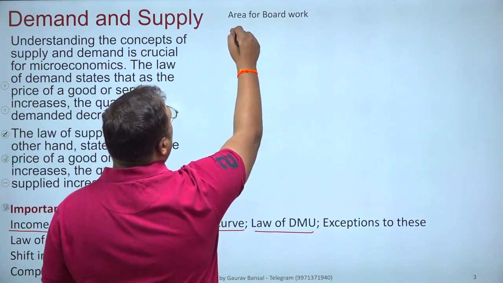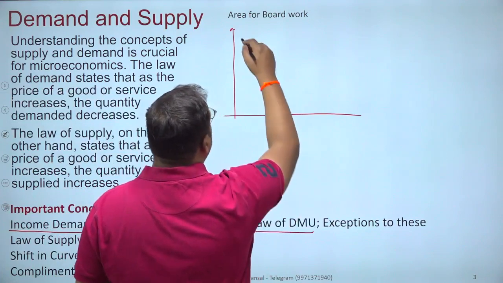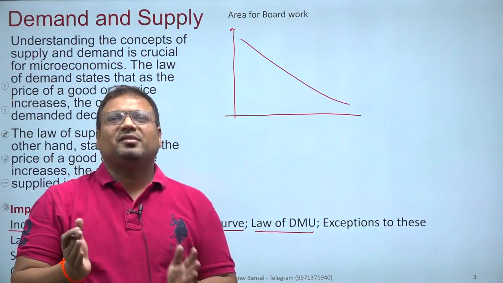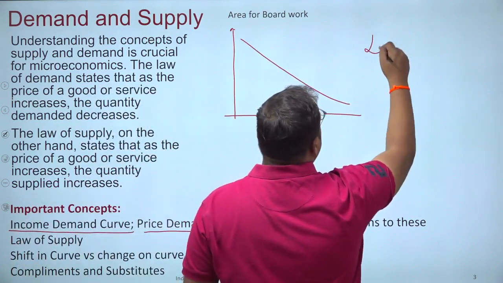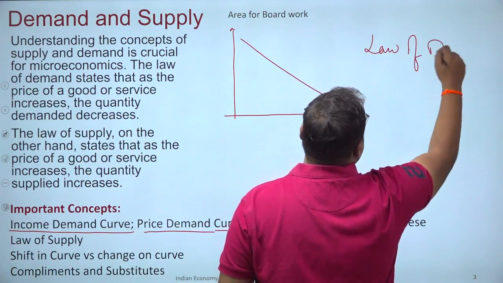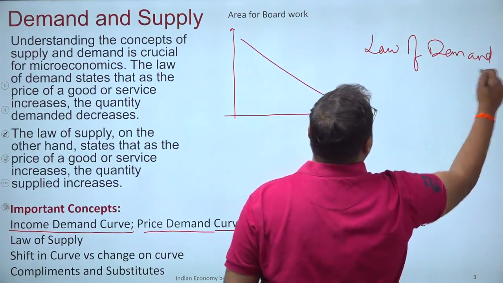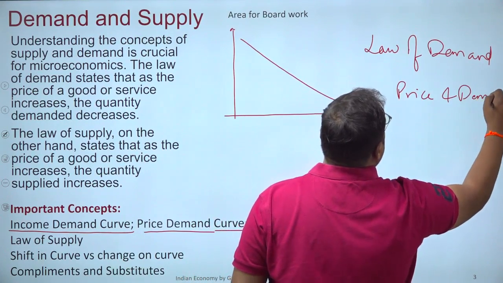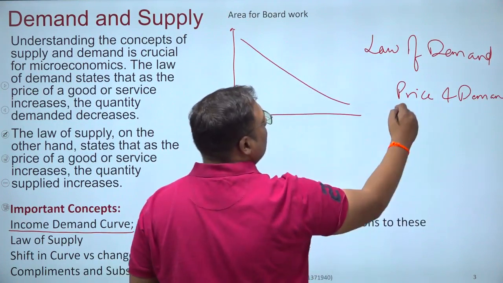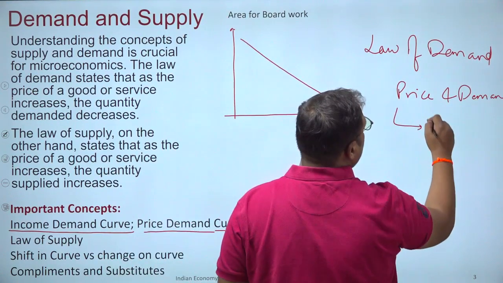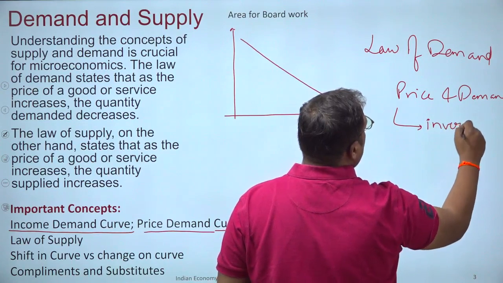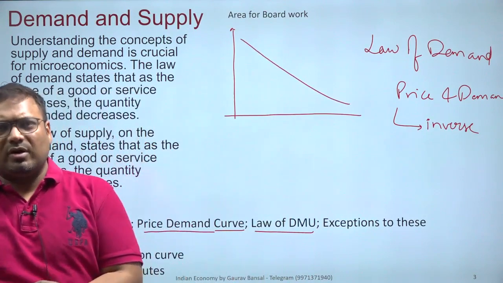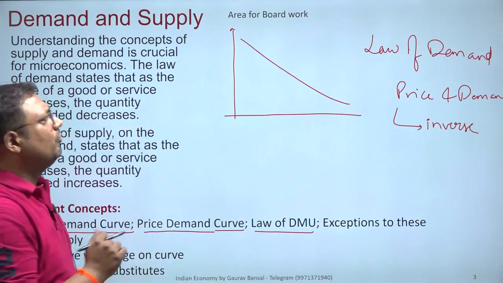First of all, I will talk about the law of demand. When we say law of demand, we are talking about the price-demand relationship. By default, the law of demand is about the relationship between price and demand, and the relationship between them is inversely proportional. It means when price rises, demand falls. All of us know about it, and since this is a revision class, I will quickly move forward.